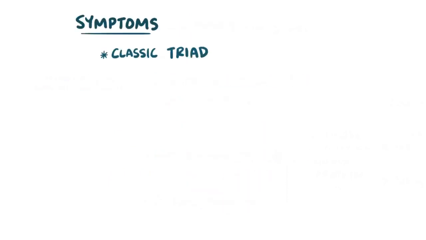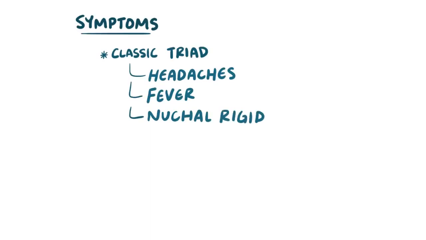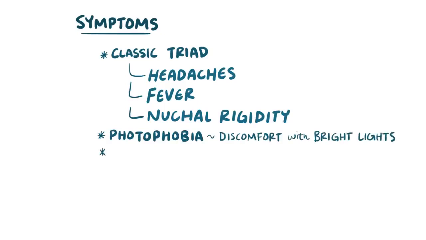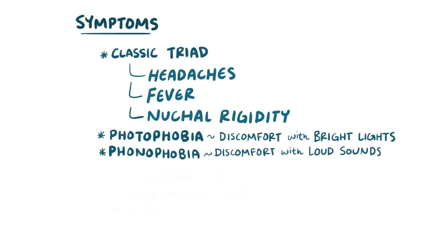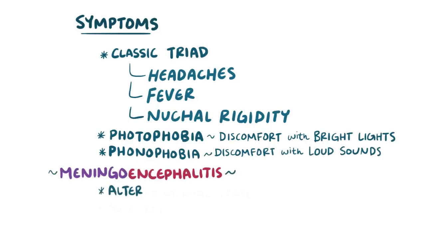Now, the classic triad of meningitis symptoms are headaches, fevers, and nuchal rigidity, or neck stiffness. It can also cause photophobia, which is discomfort with bright lights, or phonophobia, which is discomfort with loud noises. Meningoencephalitis can cause an altered mental state or seizures. The diagnosis of meningitis starts with a physical exam.